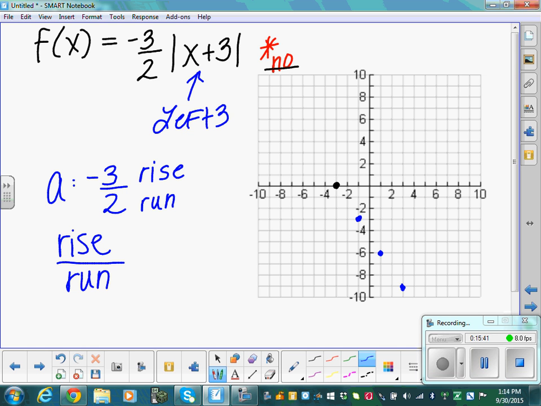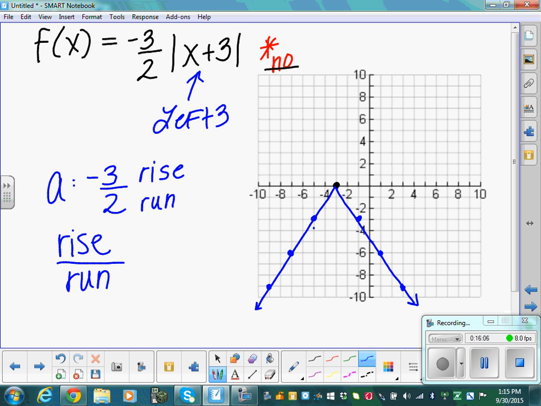I'm going to do that on the other side. So down 1, 2, 3, over 1, 2. Down 1, 2, 3, over 1, 2. Down 1, 2, 3, over 1, 2. And now we have our sharp V. And we connect it.